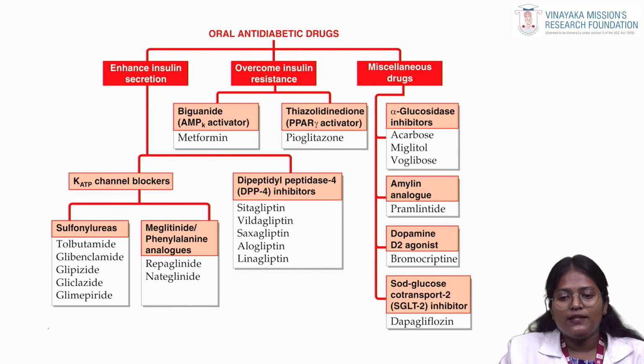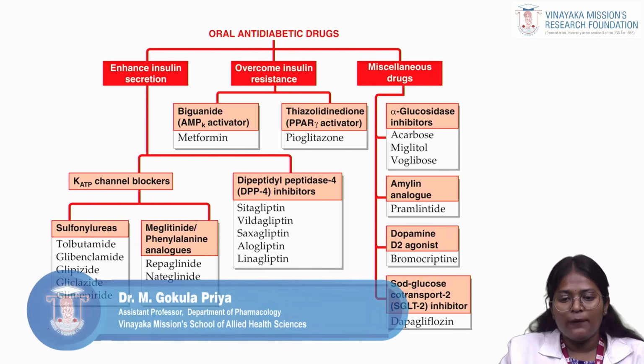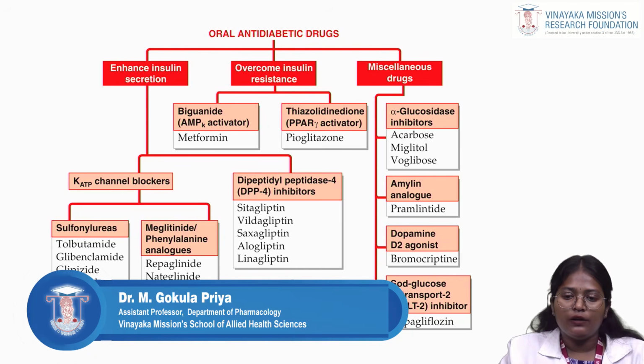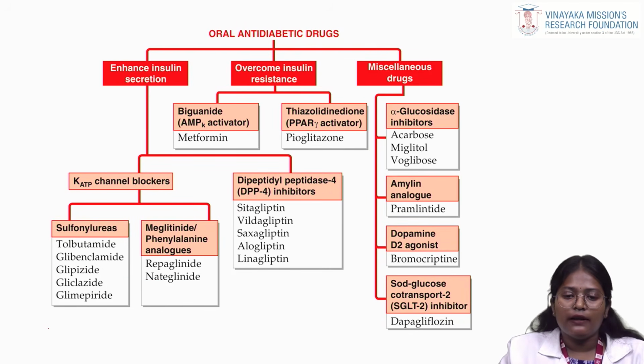Next, overcoming the insulin resistance, it is divided into two types, biguanides and thiazolidinedione. Biguanides contain phenformin and metformin. We are not using phenformin now because it causes lactic acidosis, so we are currently using only metformin. Next, thiazolidinedione contains pioglitazone and rosiglitazone. Rosiglitazone is not used now as it is carcinogenic.